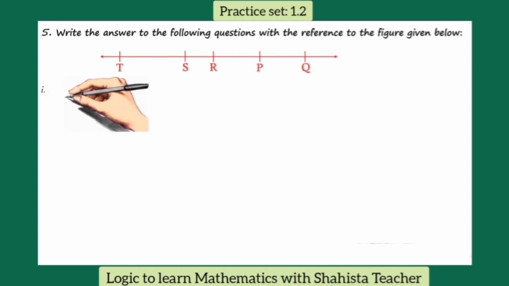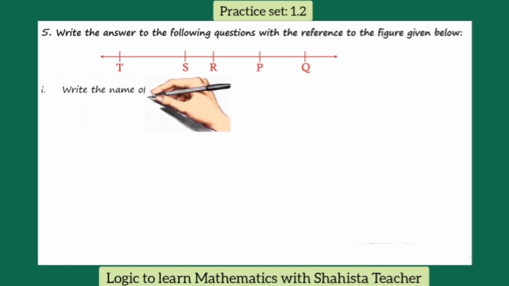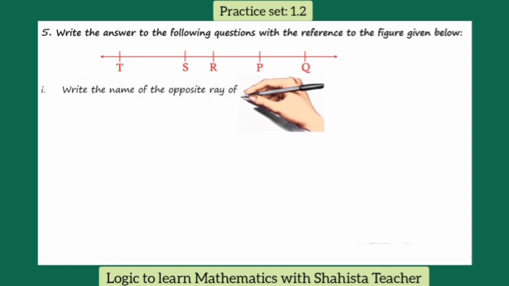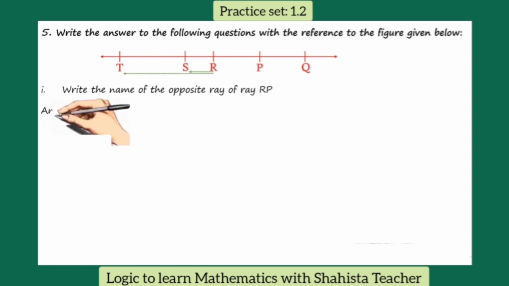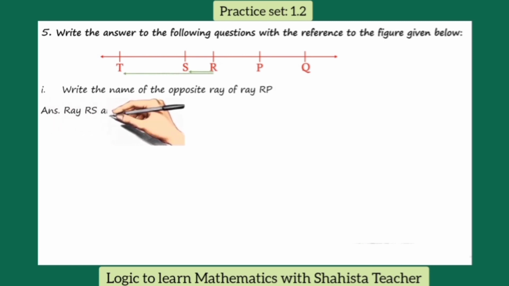Sub-question 1. Write the name of the opposite ray of ray RP. The opposite of ray RP is ray RS and ray RT, because RP is on the right hand side. The opposite of right hand side is left hand side. So ray RS and ray RT.